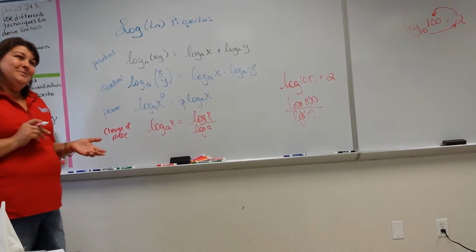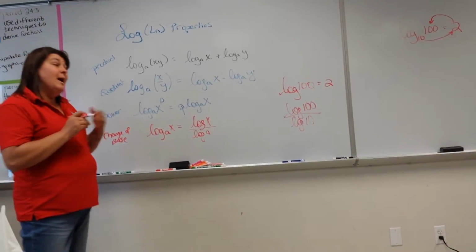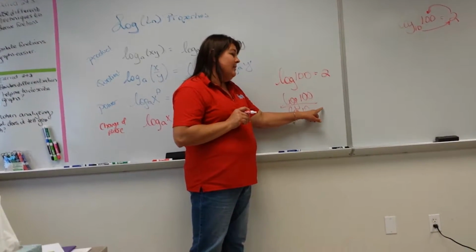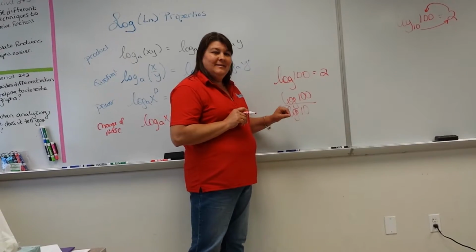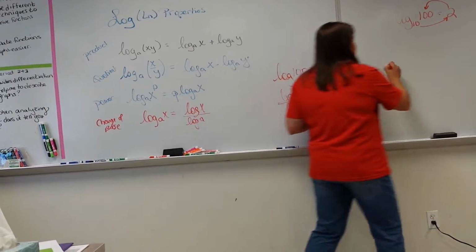You should get 2. Log of 100 is already 2, and log of 10 is 1. Right, log of 10 is 1. Why? Because there's a little 10 down here that says 10 to what power is 10? 1. Did that make sense? It's really not bad.